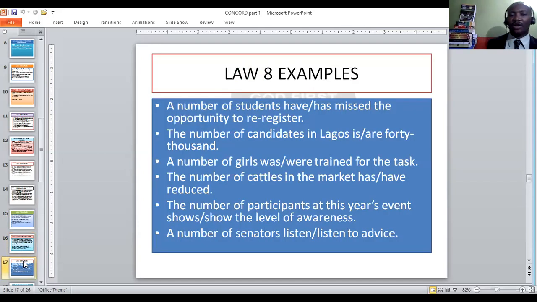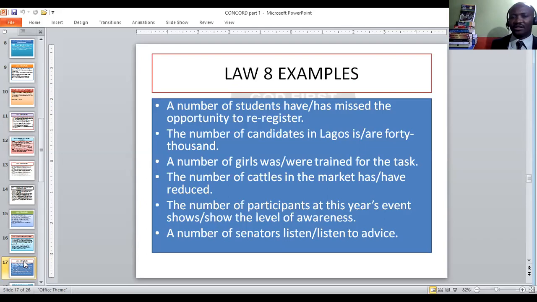Now look at it: a number of students will have, because have is plural, not has, missed the opportunity to register. Now, the number of students is singular. The definite article precedes it. The number of candidates in Lagos is 40,000. A number of girls was or were trained for the task?